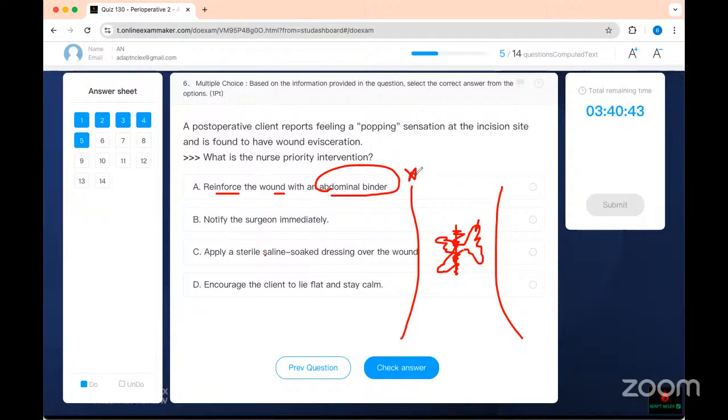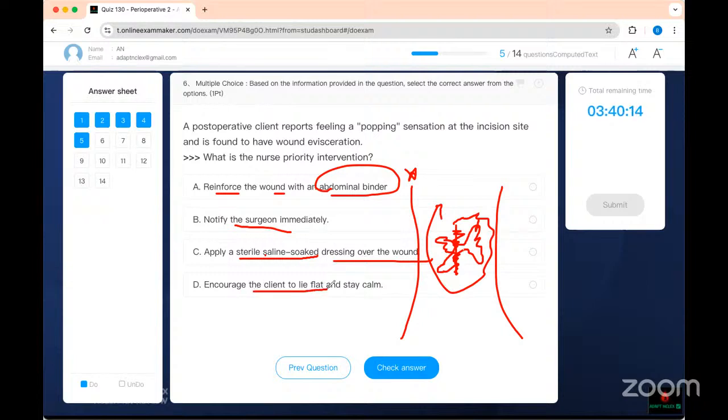Critical thinking question. If you get it wrong, don't be mad, but I will tell you why. Notify the surgeon immediately, not a bowel choice. Surgeon, hey, somebody is eviscerated, the bowel is out. Apply sterile saline soaked dressing over the wound. Yes, put it on the wound so that the bowel doesn't get dehydrated and infected.